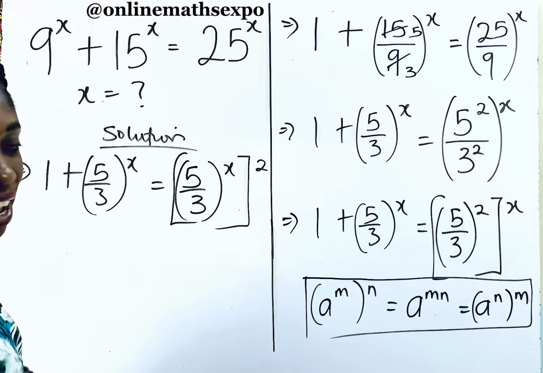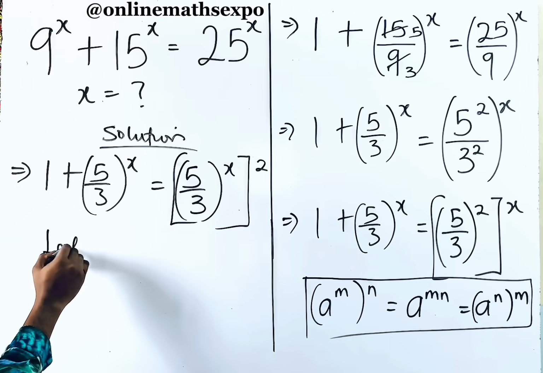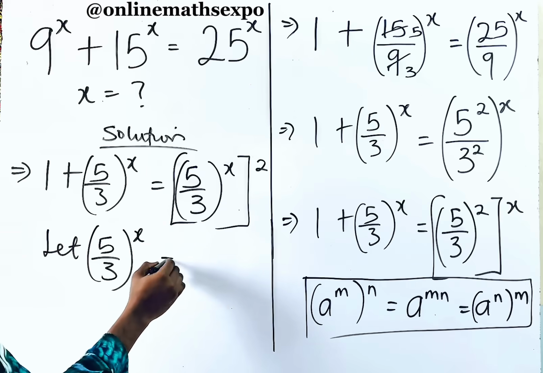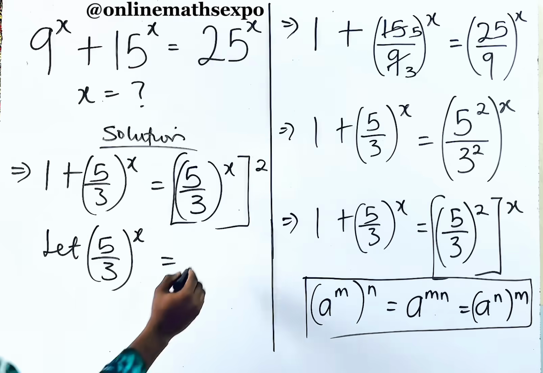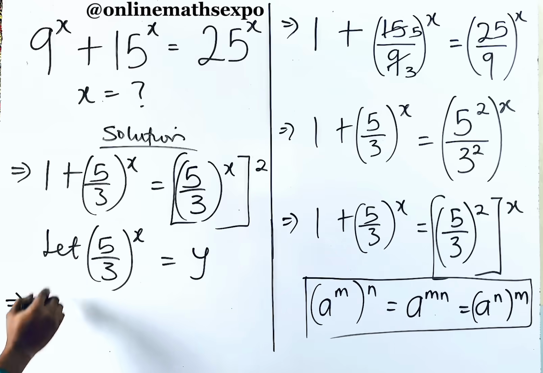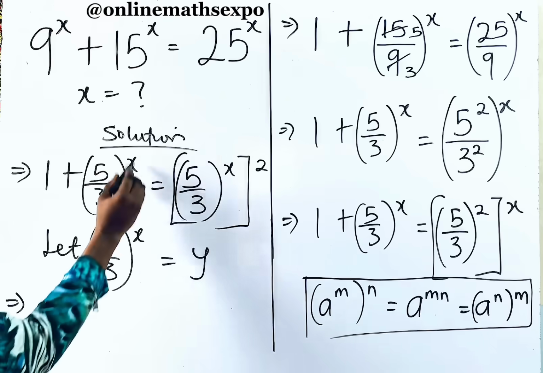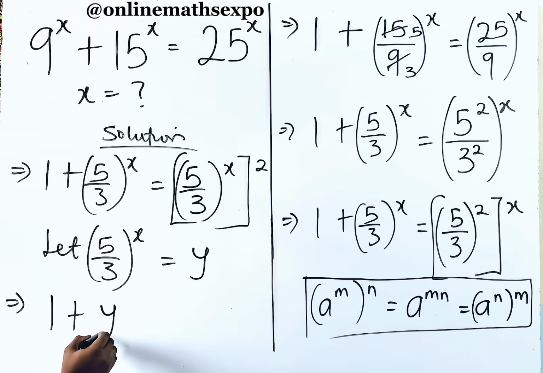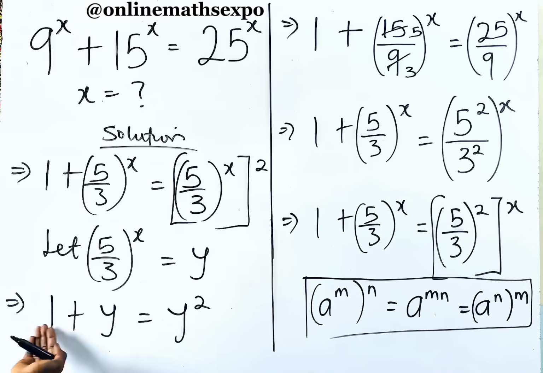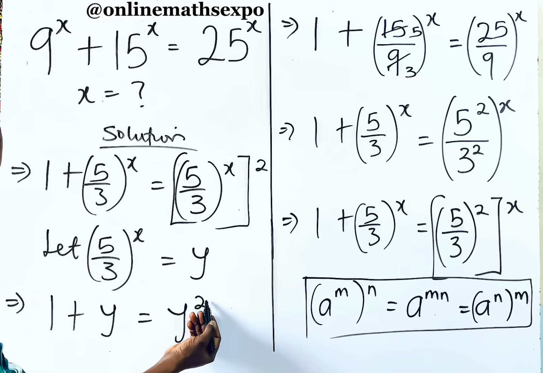So to simplify this, we can just quickly say, let 5 on 3 to the power of x be equal to any variable. I want to choose y. So in that case, we are going to have 1 plus, instead of writing this, I'm replacing with y, is equal to, this will give me y squared. You observe now that this has led you to a quadratic because the highest power of y is 2.